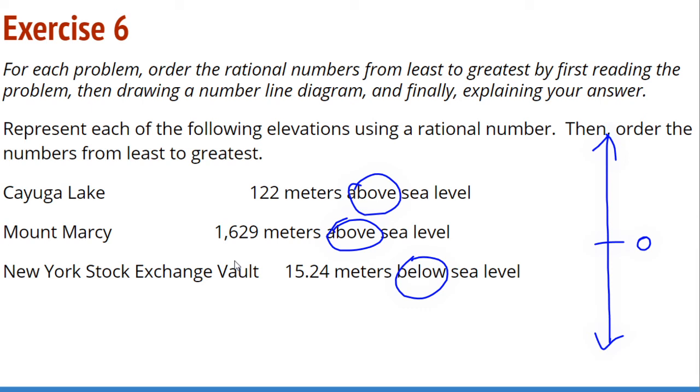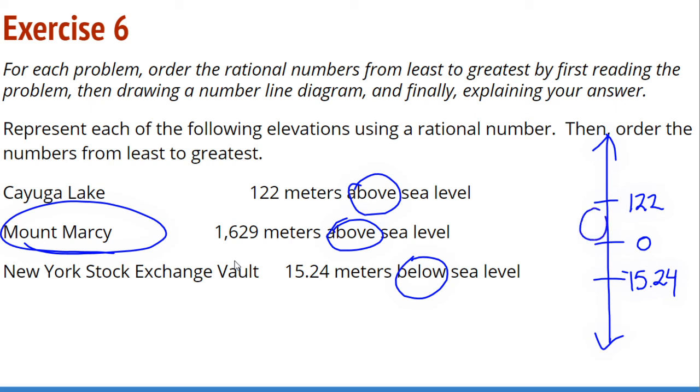Cayuga Lake is 122 meters above sea level. The Stock Exchange is 15 and 24 meters below sea level, so that's going to be a negative 15 and 24. Now the question is, where does Mount Marcy go? Does Mount Marcy fit in this space here, or in this space here? Well, 1,629 above sea level is going to be farther above sea level. It's going to be way farther up here.